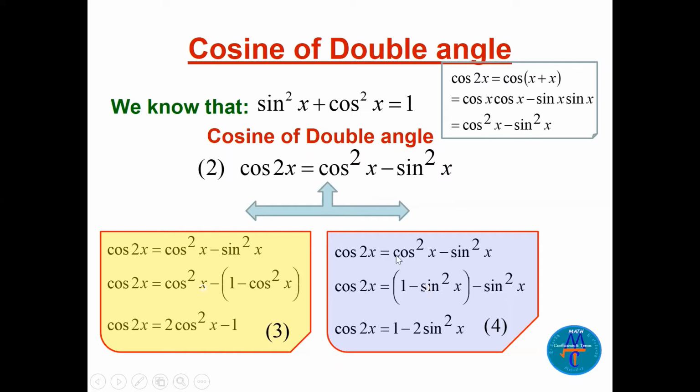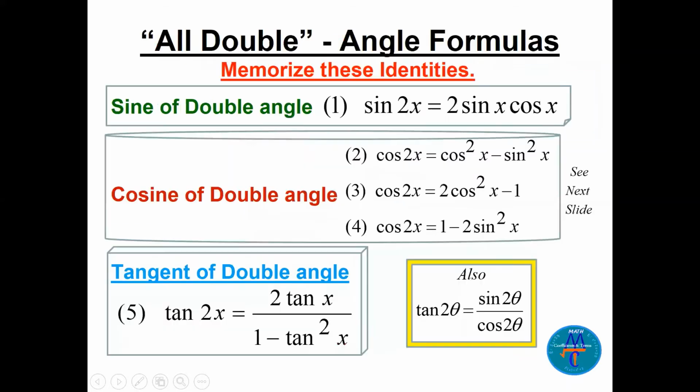Or I can replace cosine squared of x by 1 minus sine squared of x. So when you simplify this, you get 1 minus 2 sine squared of x. That's formula number 4. Now you might ask, which one is the best formula to use, 2, 3, or 4? All of them will give you cosine of 2x. The answer: it depends on the given. If in the given you have sine of x, use number 4. If in the given you have cosine of x, use number 3. But you can use any one.